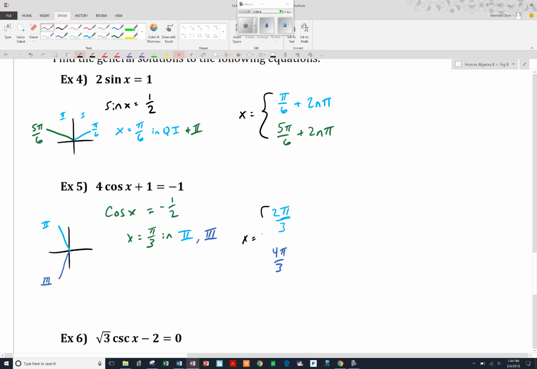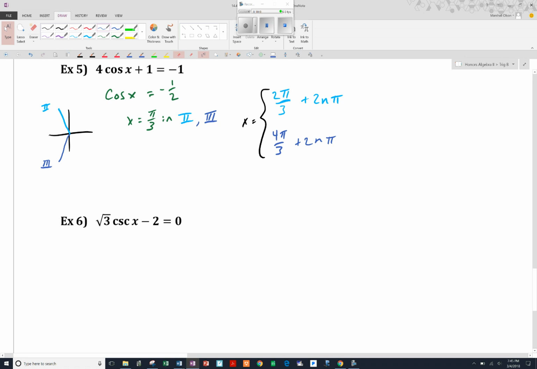So x is going to equal those two answers. Now we need to just add our multiples of the period to each of those. All right, moving right along here.